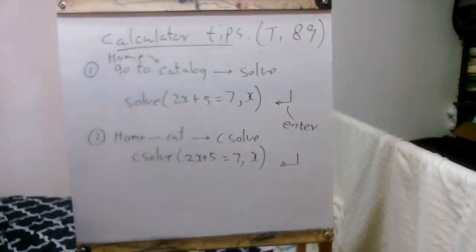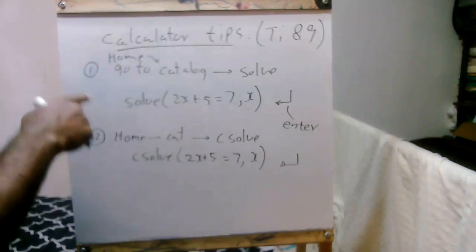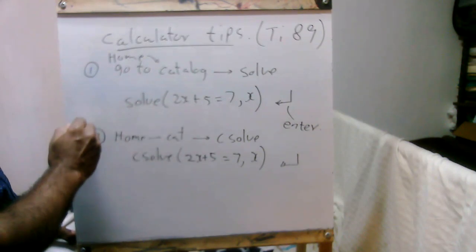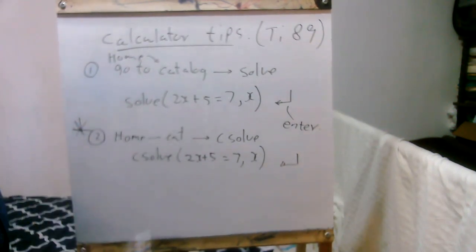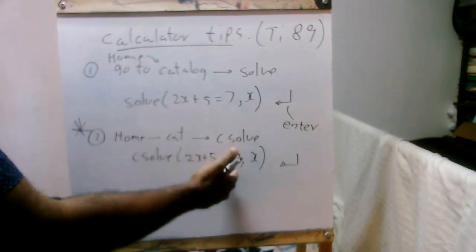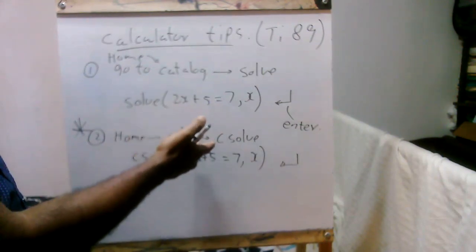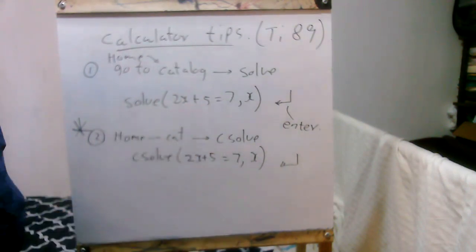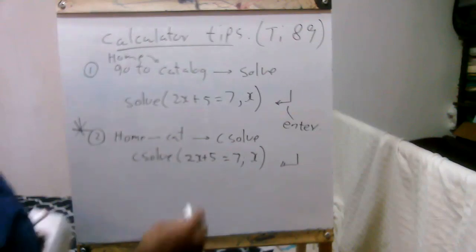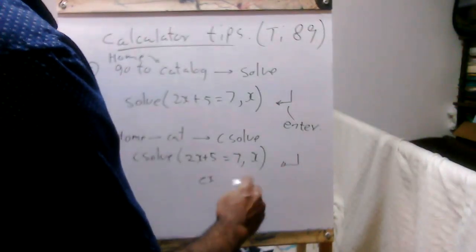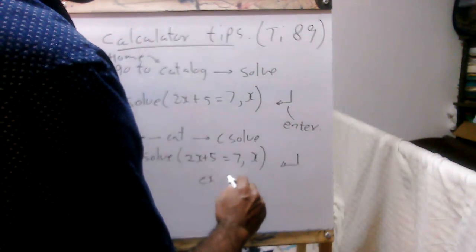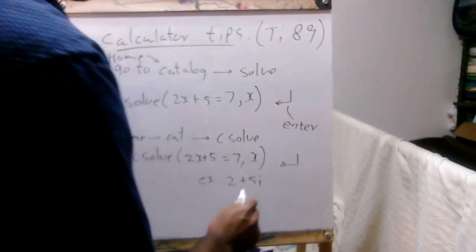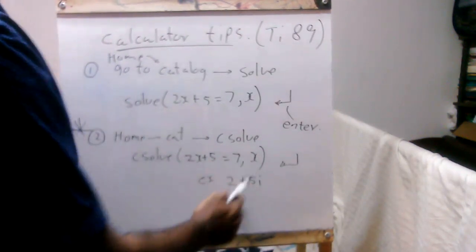The simple answer to that question is use C solve always, right? If you have real answers, this will give you real answers. If it has complex answers, C solve gives you complex answers too. For example, 2 plus 5i, right? Real part, imaginary part.